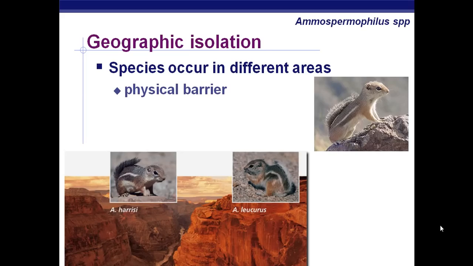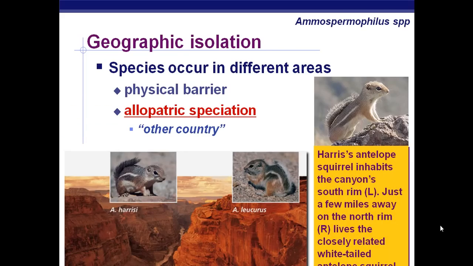The physical barrier separating these two species of squirrels prevents them from reproducing. Now, these species used to be one and the same, but over time, allopatric speciation took hold, and the Harris's antelope squirrel that inhabits the canyon's south rim, this guy right here, is really just a few miles away from the very closely related white-tailed antelope squirrel.